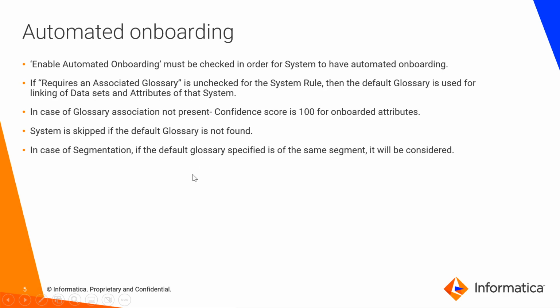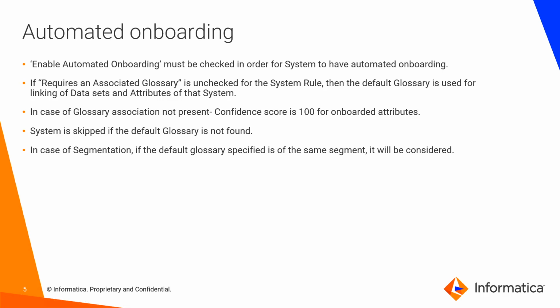The confidence score value is applicable if the "requires an associated glossary" option is selected. If the above option is not selected, the onboarded attribute has a 100% confidence score. Also, during automated onboarding, the system will be skipped if the default glossary is not found in case "requires an associated glossary" is unchecked. In case of segmentation, if the default glossary specified is of the same segment, it will be considered.